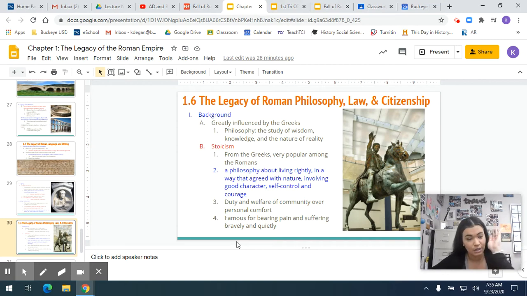Now, this is maybe the single most important thing we get from ancient Rome because it influences us as Americans so much. So, they were greatly influenced by the Greeks. You know this. Philosophy is the study of wisdom, knowledge, and the nature of reality. Honestly, it was one of my least favorite classes in college, but it is something that's more interesting to talk about. So one form of their philosophy was Stoicism, and that comes from the Greeks. It was very popular among Romans, and it was a philosophy about living rightly in a way that agreed with nature, involving good character, self-control, and courage.